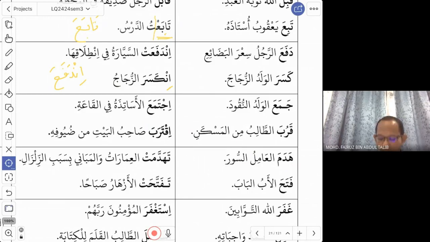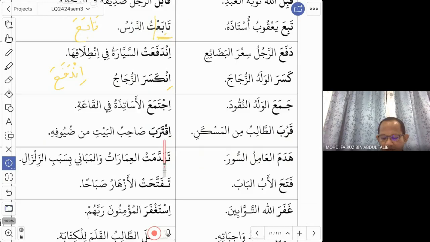It can be anything. It can be a house. You call it maskan. Now, qarubat talibu minal maskan. In this sentence, we just translate it as the hostel. Now, the student is near to the maskan. Qaruba minal maskan. He approaches it. He is approaching it.